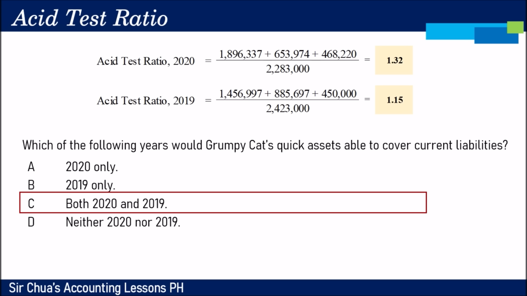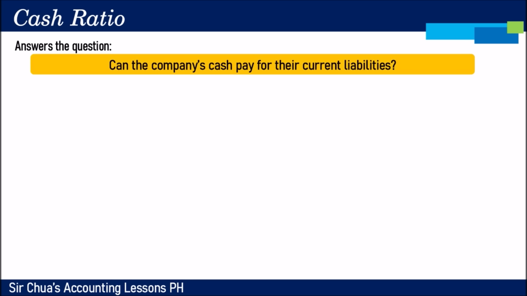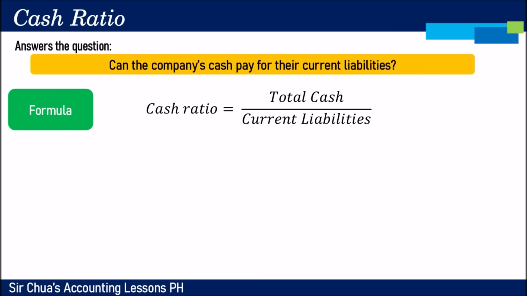Kasi nga po, in both 2020 and 2019, greater than 1 po yung ating acid test ratio. Ngayon naman po, i-narrow down natin na cash lang yung titignan natin. Kapag ka ba cash lang ang tinignan natin, talagang kaya pa natin bayaran yung current liabilities. It answers the question, can the company's cash pay for their current liabilities? Baka pasado tayo sa current ratio at saka sa acid test ratio. Pagdating natin sa cash ratio, palyado. Tingnan natin, okay? The formula is total cash divided by current liabilities.